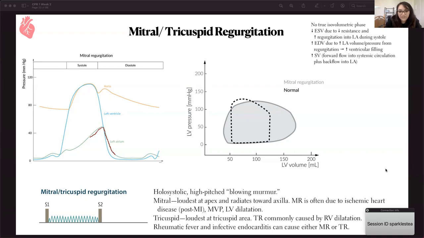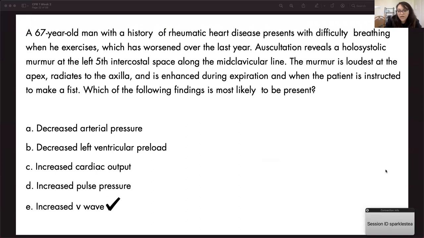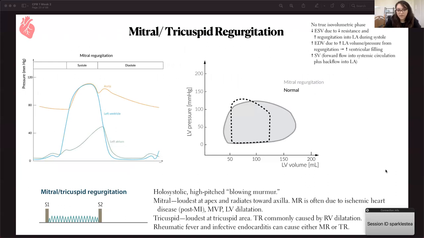And then can we go back and see? Yeah, so increased V wave. And that is just, again, something you have to memorize. I believe in First Aid, when they show the Wiggers diagram on that next slide, it has it labeled as you have an increased V wave in your mitral regurgitation. So again, that's just something you would have to memorize for this one.